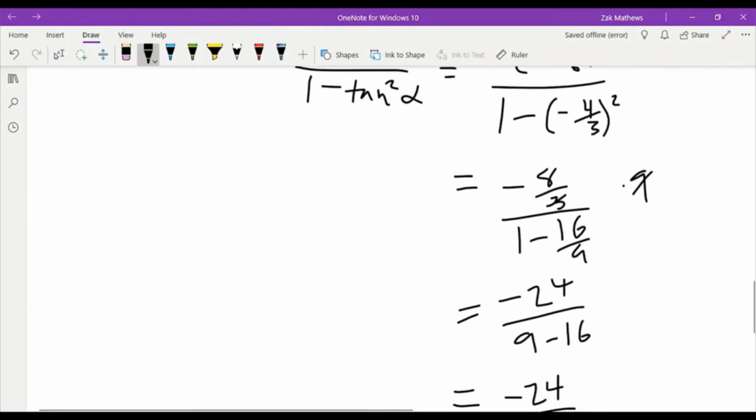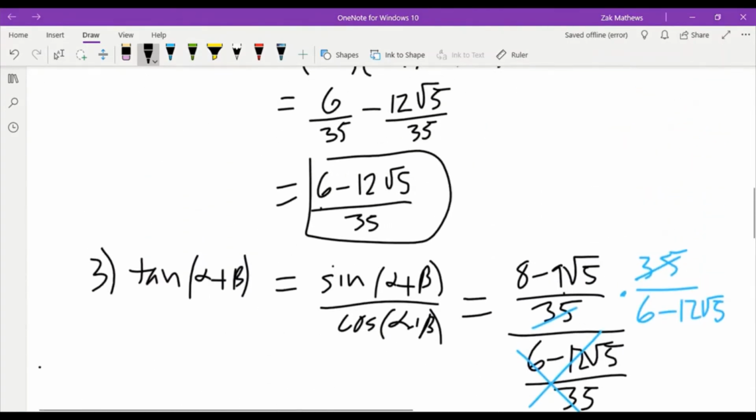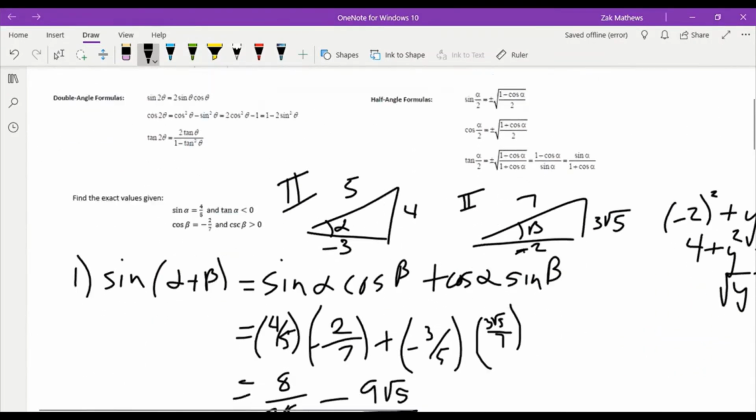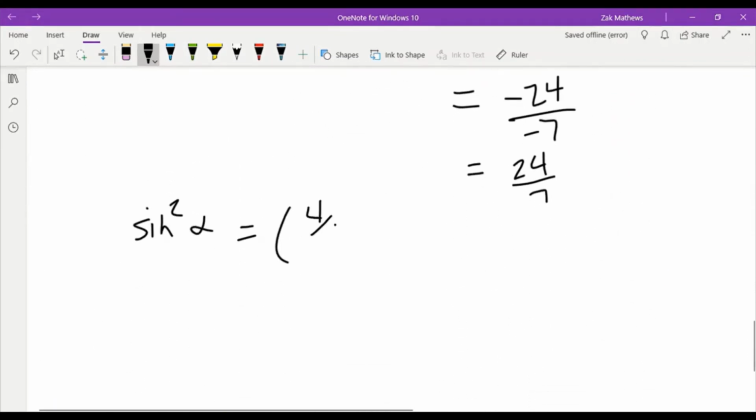I'm not going to do any examples with the power reducing because, for the same reason we said before, if we see sine of alpha squared, well, we know what sine of alpha is. That was the 4/5, and so we can just take that and we can square it. 4/5 squared would be 16/25. So those are very easy. I do want to do a couple more with the half angle and make sure we're comfortable figuring out what the sign is in front.